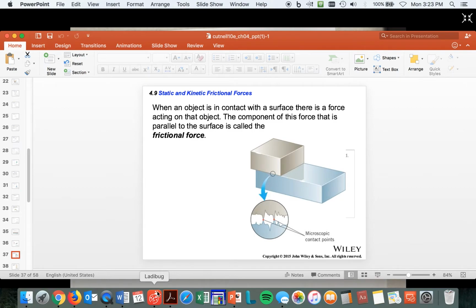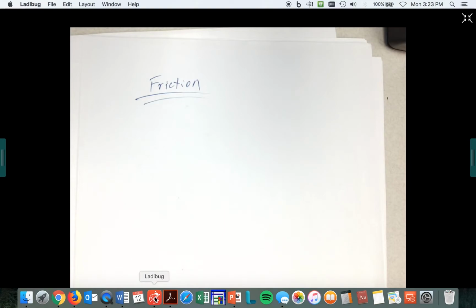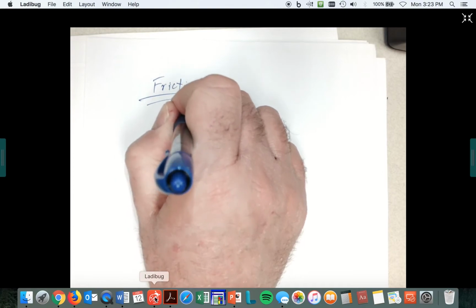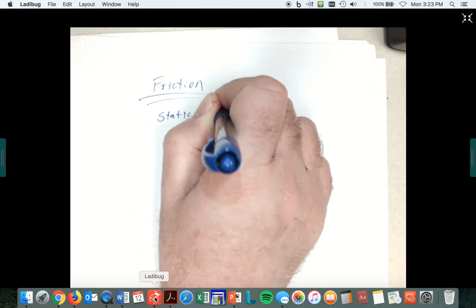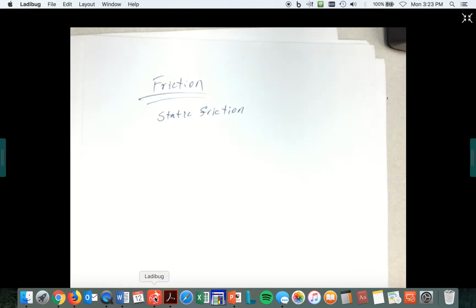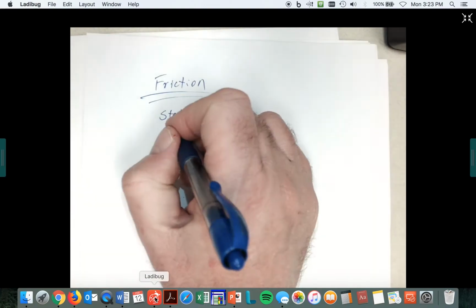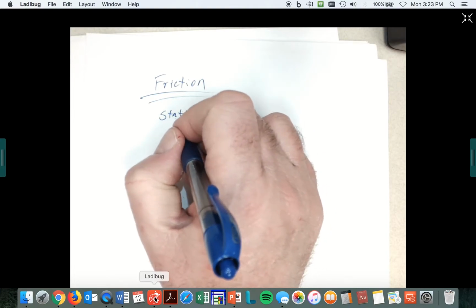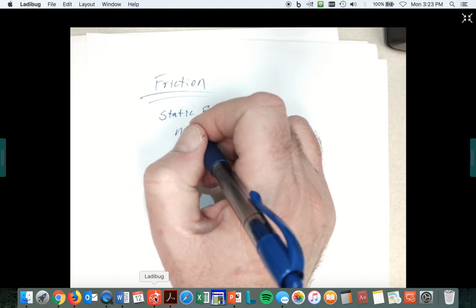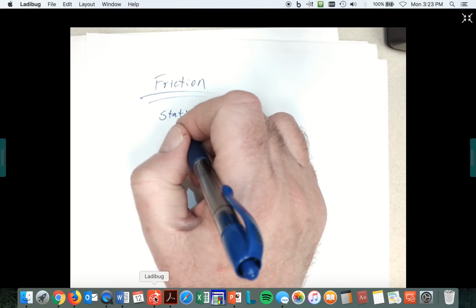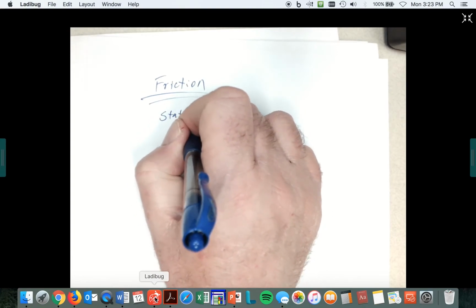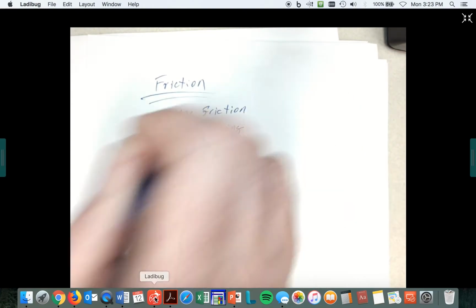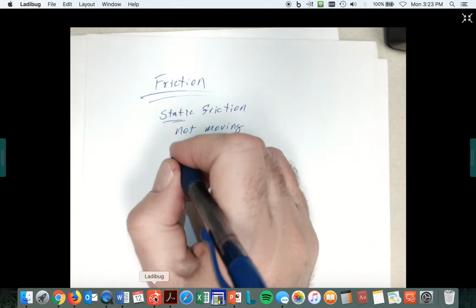There's two kinds of friction. I'm not going to go through their slides, I'm just going to tell you. There's static friction. This is why we can walk, and this is why our tires push us down the road. Static friction, not moving. Because if you watch someone walking in slow motion, is the foot that's pushing off moving? No. So static, not-moving friction. And then there's kinetic.